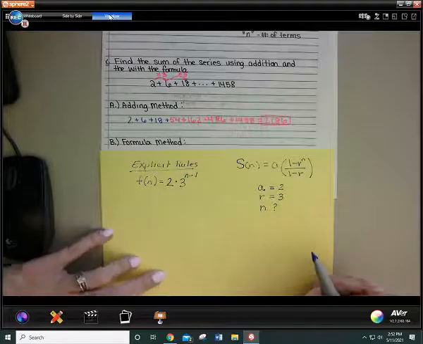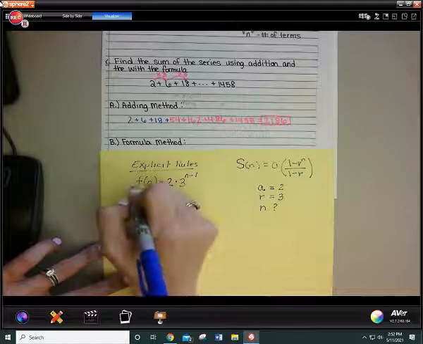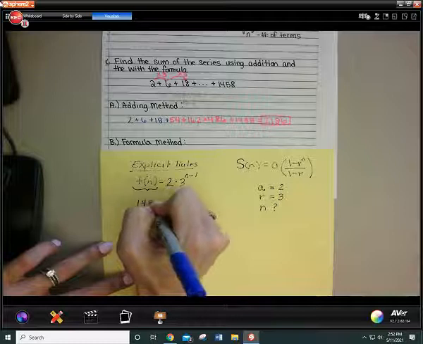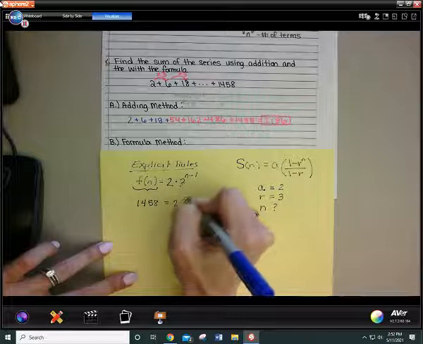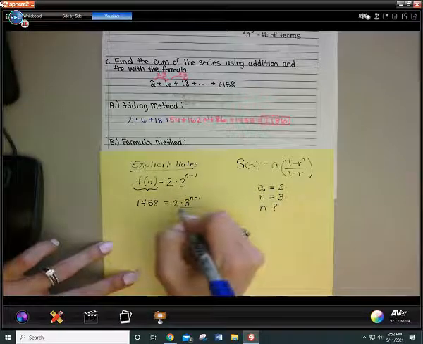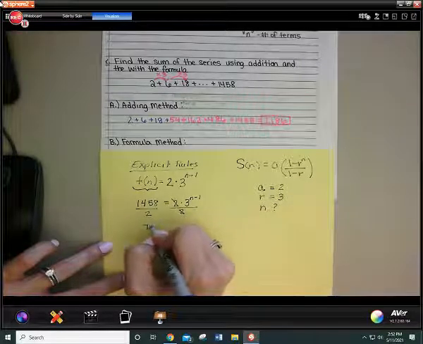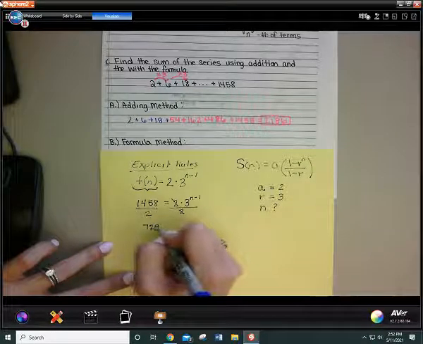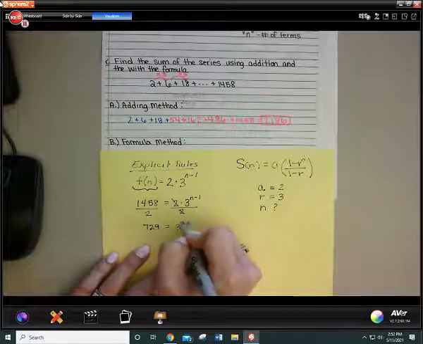All right, anywho, so let's figure this out. We know that the last term is 1,458. So I can say 2 times our rule equals that, and I can solve to figure out what the n is. First of all, I'm going to divide by 2. That's going to shrink my values down. So then we get 729 equals 3 to the n minus 1.